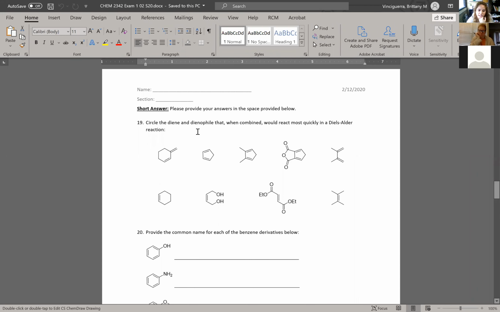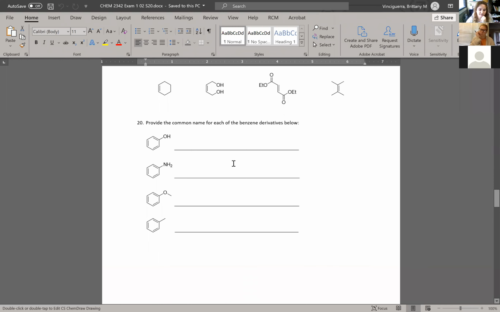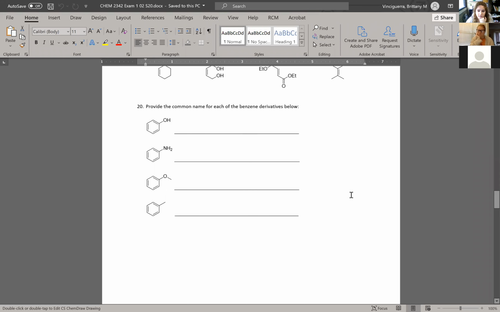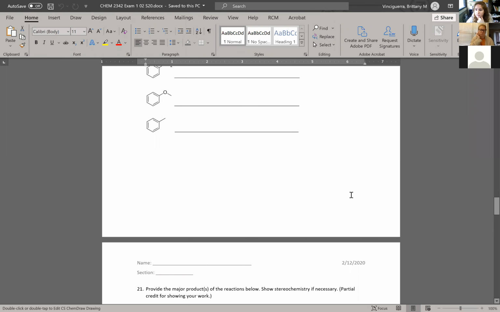You're supposed to recognize that the top row is all dienes, the bottom row is all dienophiles. If you can't recognize those things, then you're not prepared for the exam. I love to give some freebie points, like provide the common name. I asked you guys to memorize these. You're supposed to know them for doing IUPAC names. So every once in a while, I give some freebies. I also give some freebies in the form of what is the pKa of this proton, things like that.